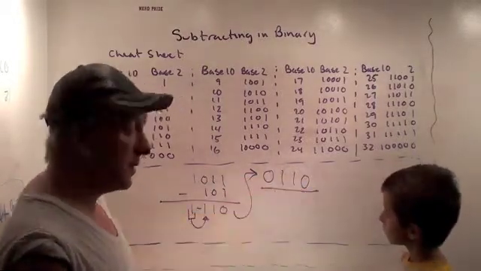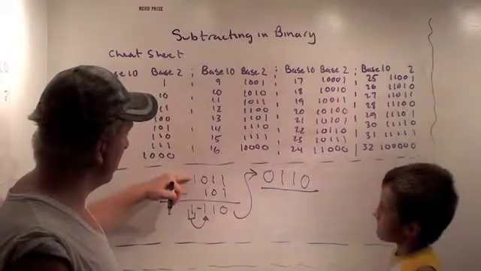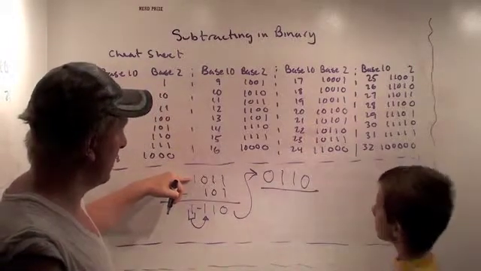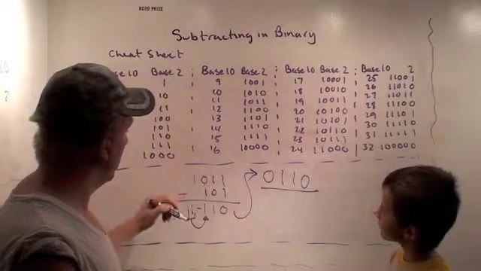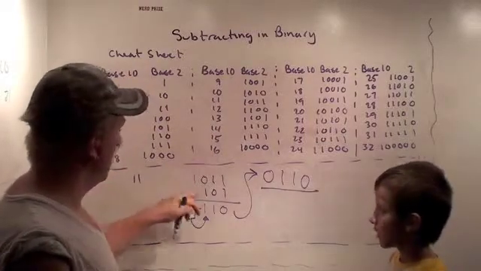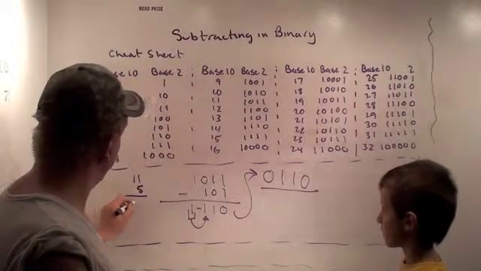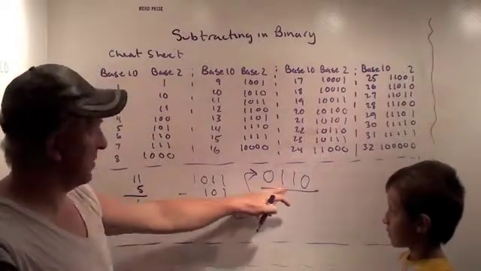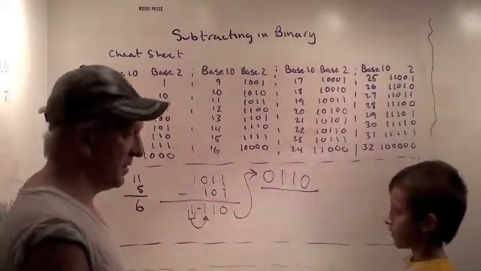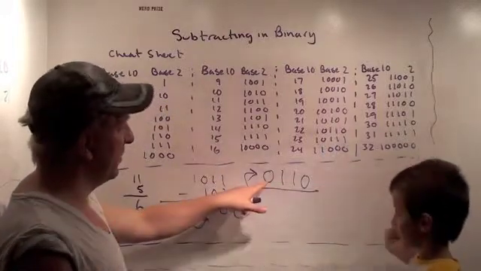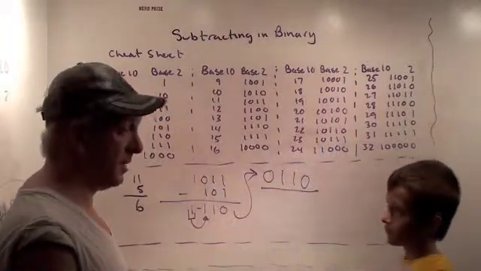Okay? So let's see if that makes sense. What is 1, 0, 1, 1? Find it up there. 11. Okay, so this is 11. And 1, 0, 1 is 5. And what's 11 minus 5? 6. Is that what 1, 1, 0 is? It's a 0, 1, 1. Well, right. So the zeros in the front don't matter, right?